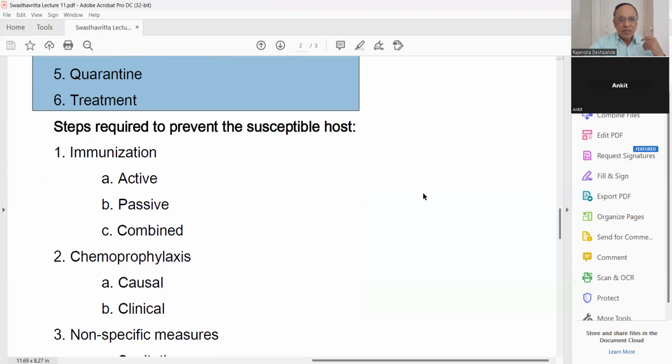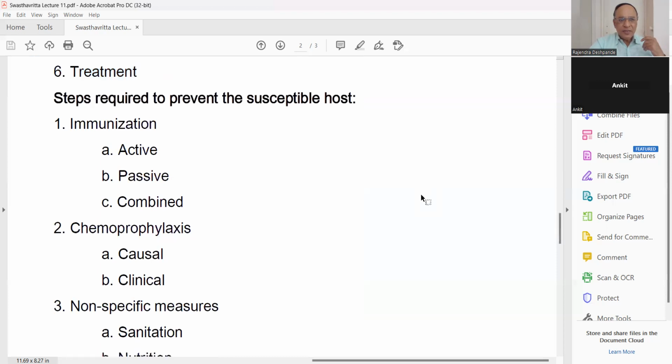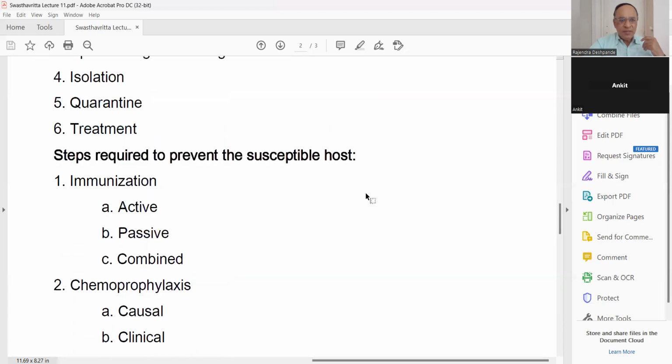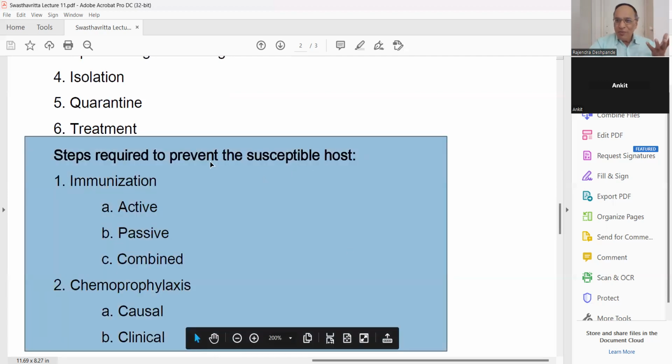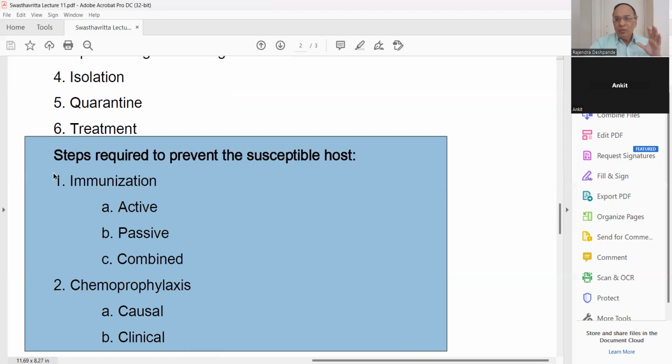What else can we do to prevent the diseases? Okay, step by step we will see these things. Steps required to prevent the disease. Prevent what? To prevent the disease in the susceptible host. What can we do? Suppose, for example, old people are in the home. Then we will protect them first. Give some vaccines, corona vaccine or other vaccines.